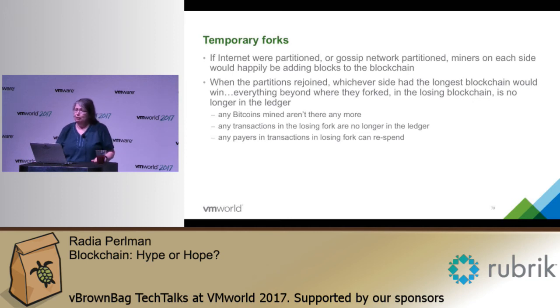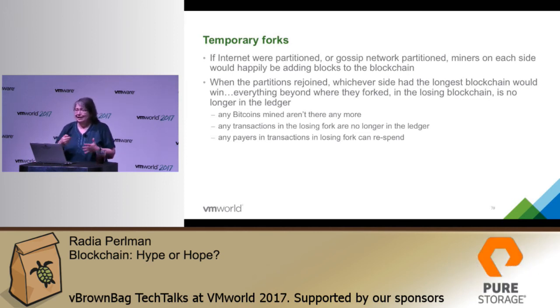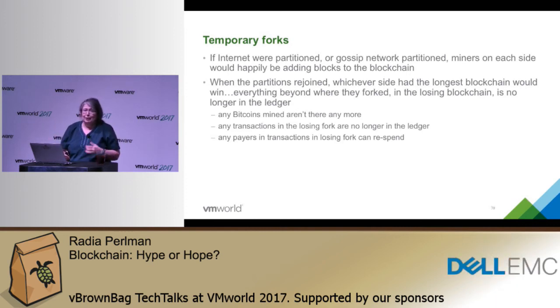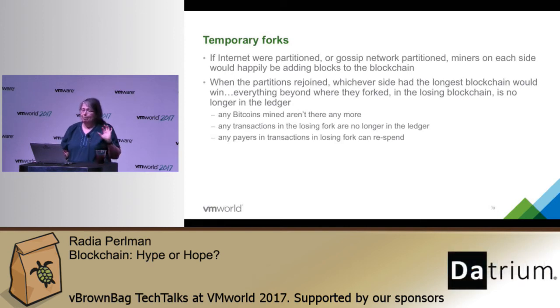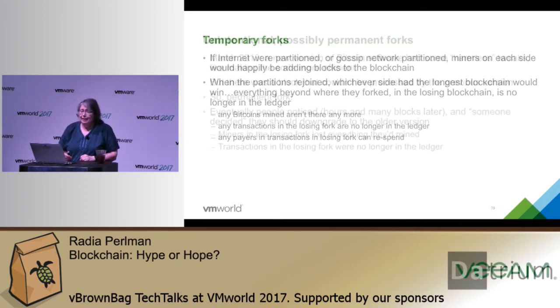When the partitions rejoin, then whichever one is longer will win, and the other one loses, which means any bitcoins that got mined by well-meaning miners at that point, their money goes away. Any transactions in the losing fork are no longer in the ledger, and any payers in the transactions in the losing fork can respend their money if they do it quickly.